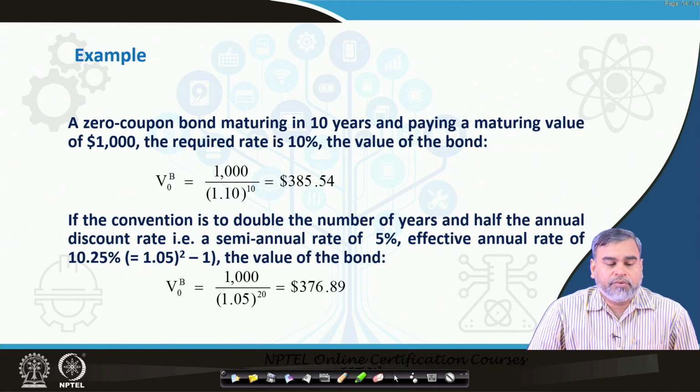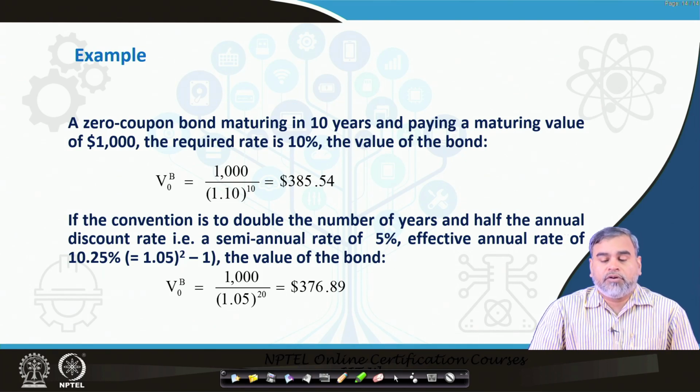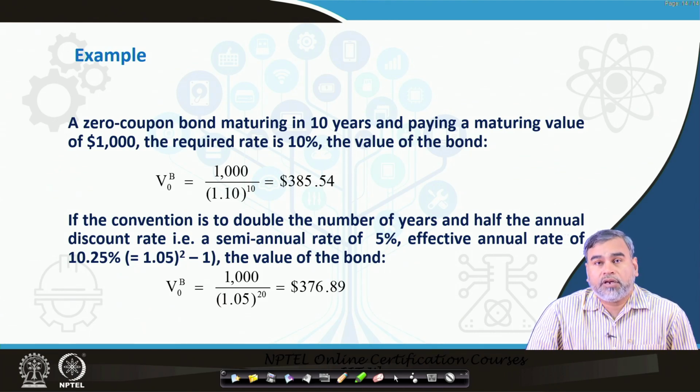If you see this example, there is a zero coupon bond which is going to mature in 10 years, paying a maturity value of $1,000, and the required rate of return, or discount rate, is 10%. Then the value of the bond is 1000 divided by 1.1 to the power 10, which gives you 385.54. That means if you buy the bond at a price of 385.54 with a 10% discount rate, you will get $1,000 after 10 years.